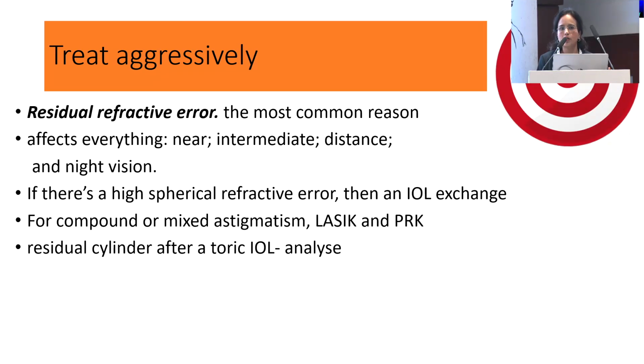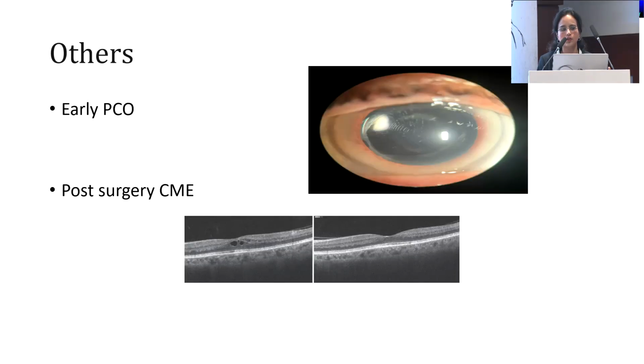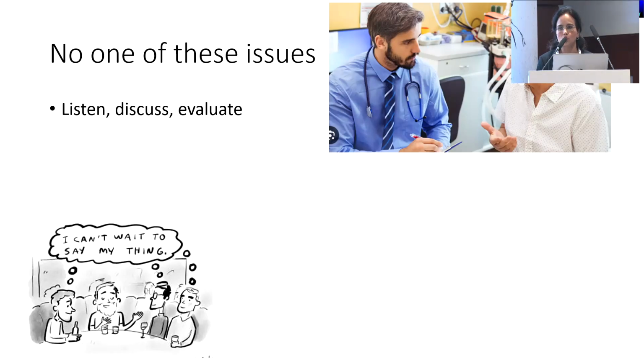In case of a toric IOL, if there is a residual cylinder, it is better to investigate early and intervene. In some cases, there might be early PCO or a post-surgical CME, so it is better to investigate fully and examine the patient clearly without any preconceived notions. Still, if after following all these steps none of these issues is present, it is better that you listen to the patient with an open mind.